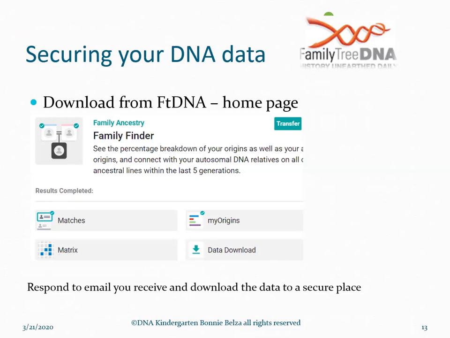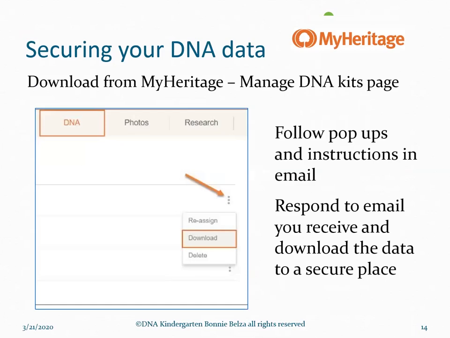This picture of FamilyTreeDNA's download location is on their homepage. And you can see, you have a pop-up down in the right-hand corner. When you click on the term data download, you'll again go through the process of receiving an email, responding to it, and being able to return to FamilyTreeDNA and download your results. MyHeritage is another place where you may have tested. If you click on the three buttons, also called a hamburger, you'll see a pop-up that will show you the choice of download. Same process, respond to the email, and download your data to a secure place on your computer.